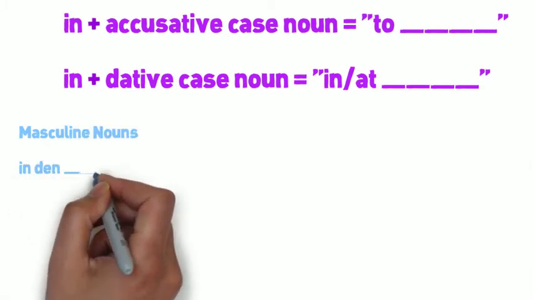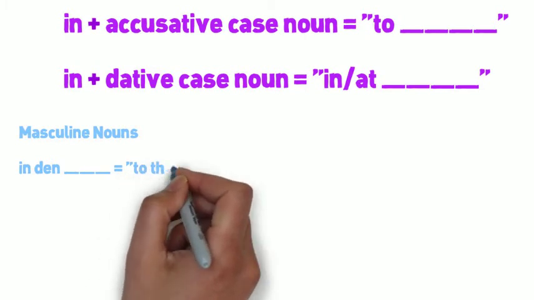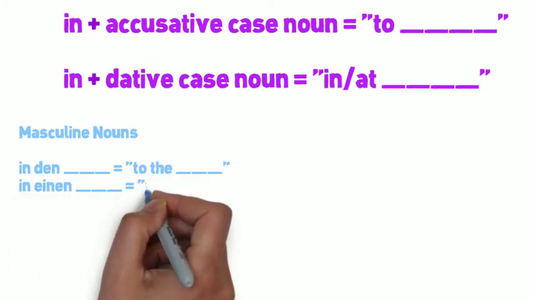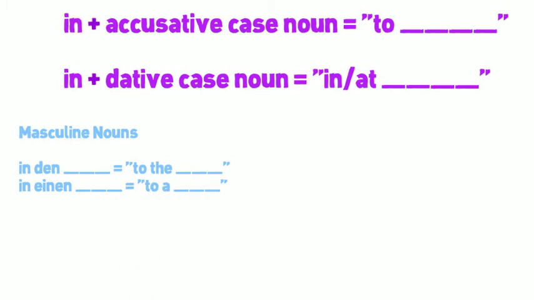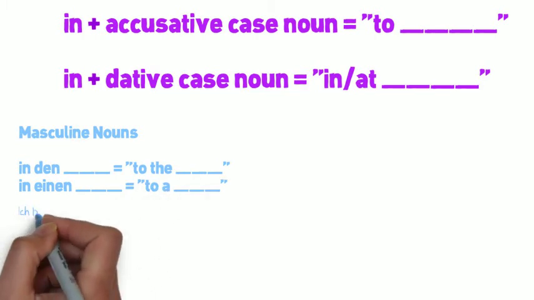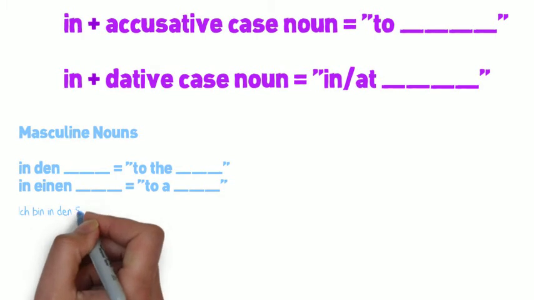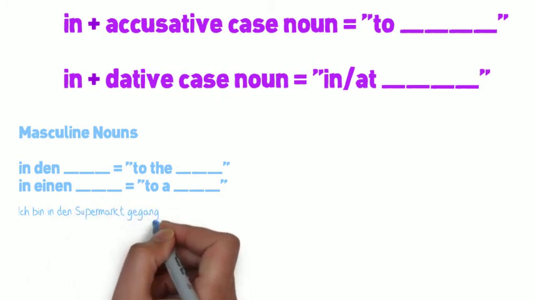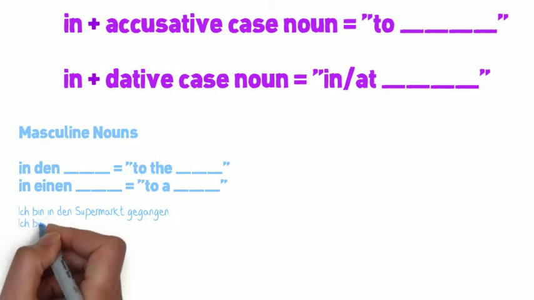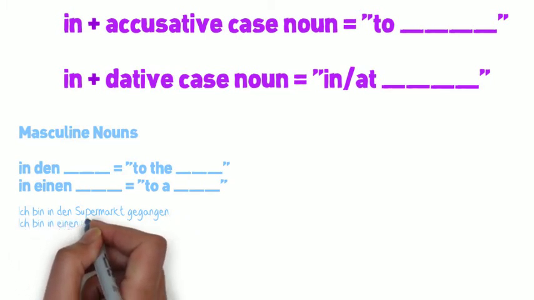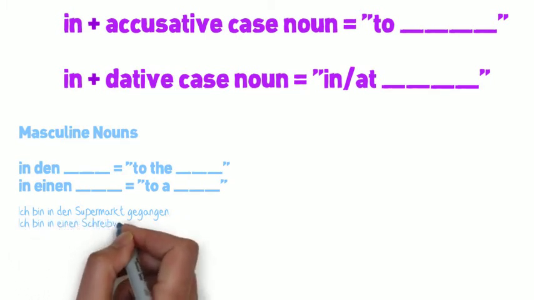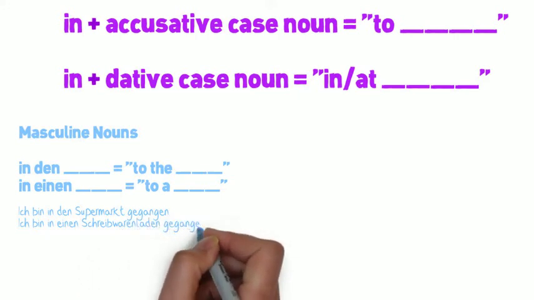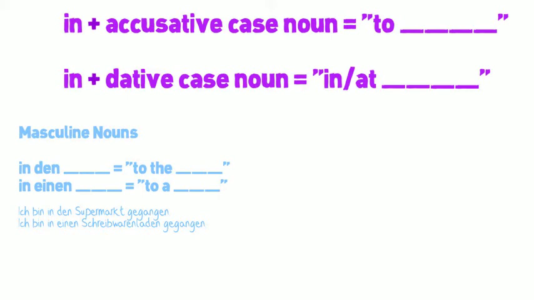If we use the preposition in the accusative case with a masculine noun, we'd say in den for to the, or in einen for to a. For example, we could say, Ich bin in den Supermarkt gegangen. I went to the supermarket. Or, Ich bin in einen Schreibwarenladen gegangen. I went to an office supply store.